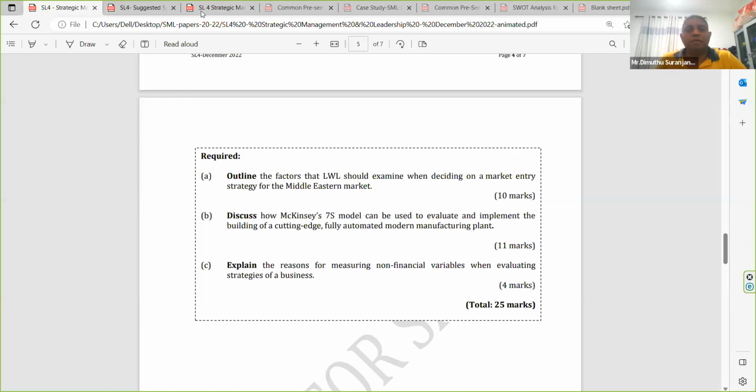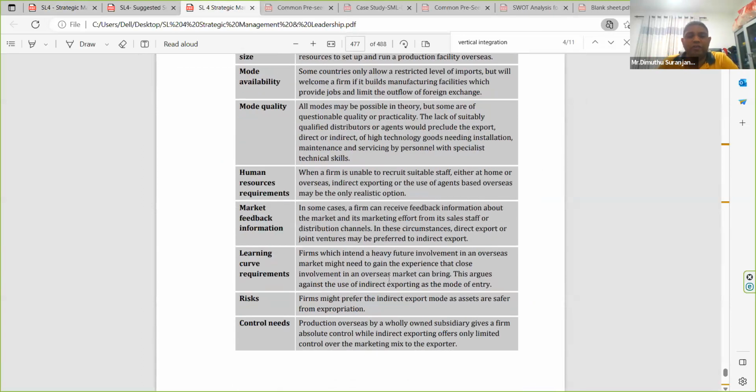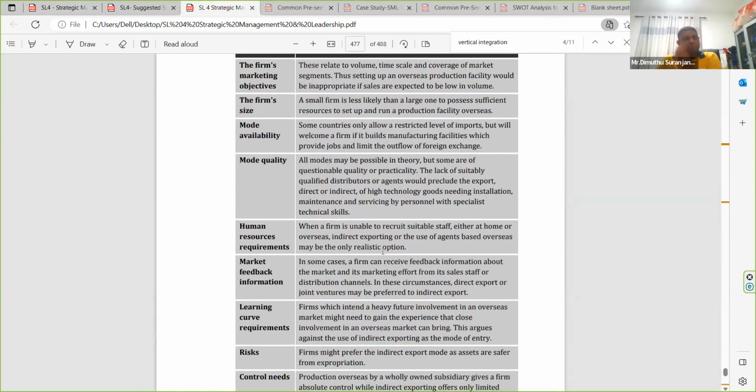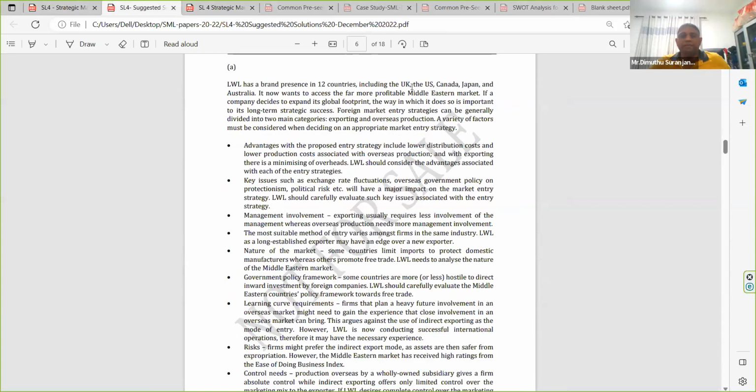So now see, I don't think at least 5% people answer the question from this area. They may fail to identify, they may talk about some general factors. Anyway, they may get some few marks, but not sufficient marks. Right? So these are the factors: the firm's marketing objectives, the firm size, mode availability, right? Mode quality, human resource requirement, market feedback information, learning curve requirement, risk control needs. So we'll see whether the examiner has used the same. See what he's telling.